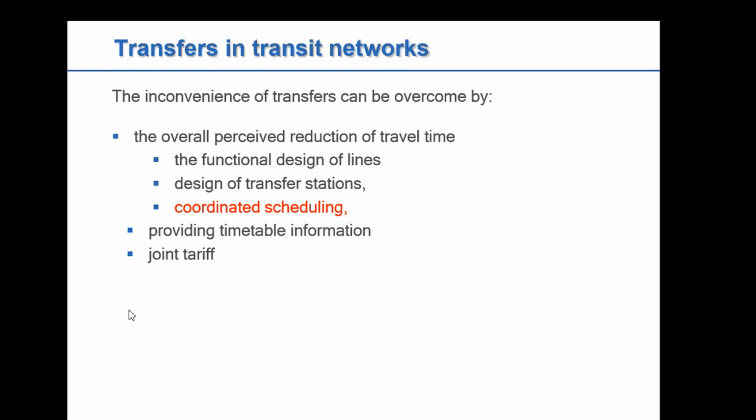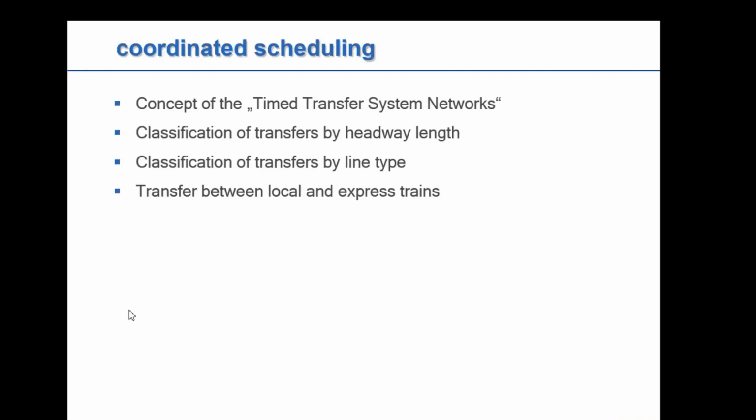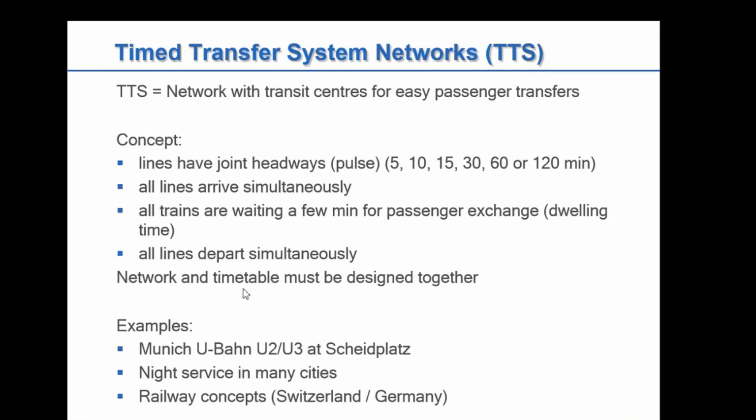To understand the concept of coordinated scheduling, we need to understand the timed transfer system network. First, how we can tackle our headway lengths, what type of transfer or what is the classification of that specific transfer we have, and how we can coordinate between different local and express trains. So we will try to understand those one by one. Timed transfer system, which we call TTS.